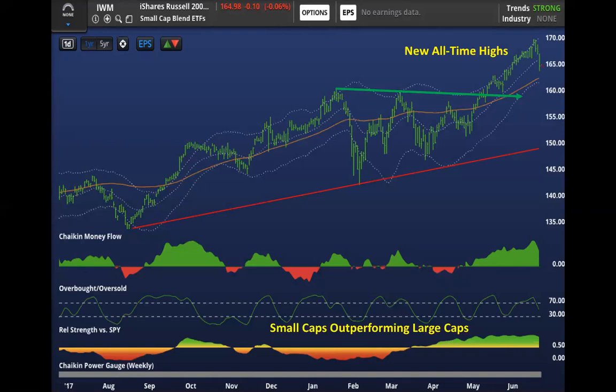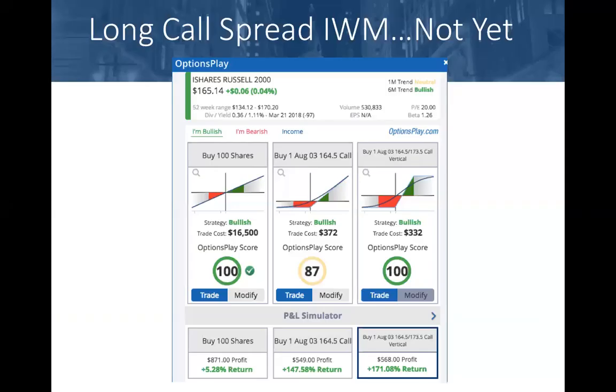The key is they made new all-time highs. Part of the reason is fear of tariffs, which affect large cap multinational companies more than small cap, where the revenue is typically domestic. Nobody really knows, but money is starting to pile into the IWM.